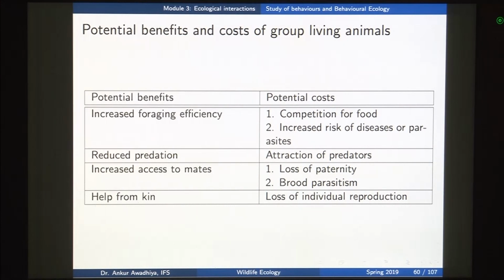Other potential benefits are increased access to mates, whereas the potential cost are loss of paternity and brood parasitism. Now, what does that mean?